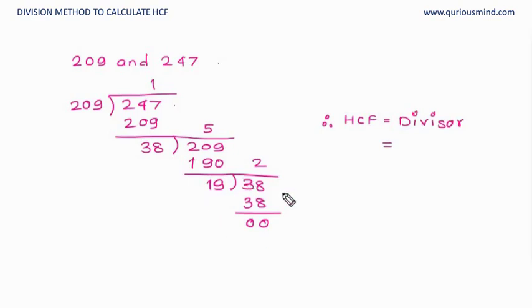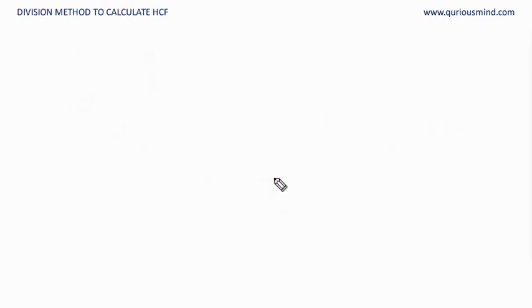The divisor of the division when we are getting remainder as 0, not this divisor, but when we get remainder as 0, that time what was the divisor? 19 is the HCF. Let's take one more example.